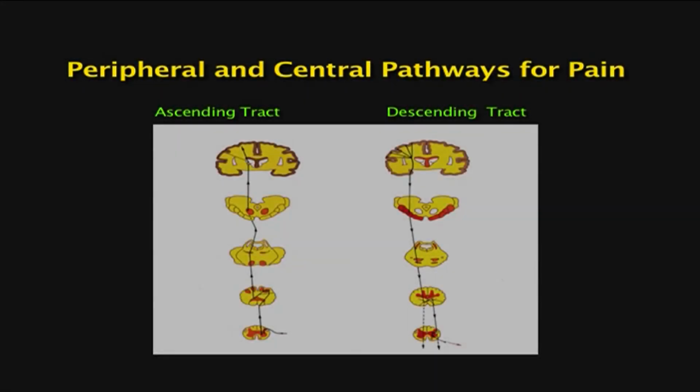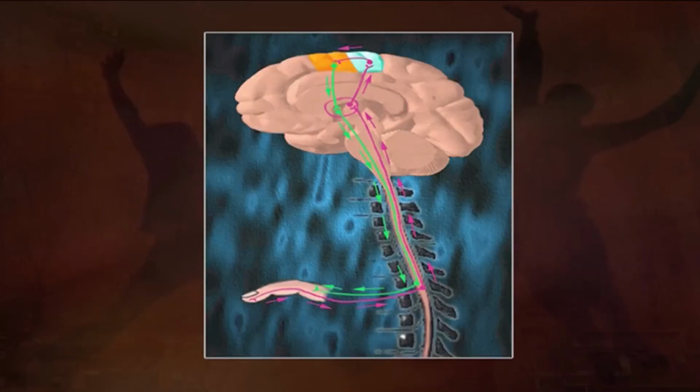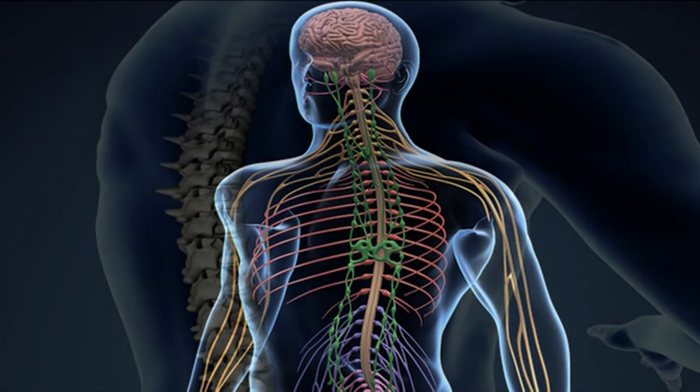In this you can see two different kinds of tracks, the peripheral and central pathways for pain. One is called the ascending track. So, in this the physiology of normal pain transmission involves some basic concepts that are necessary to understand. These include the concept of transduction of the first order afferent neuron nociceptors.